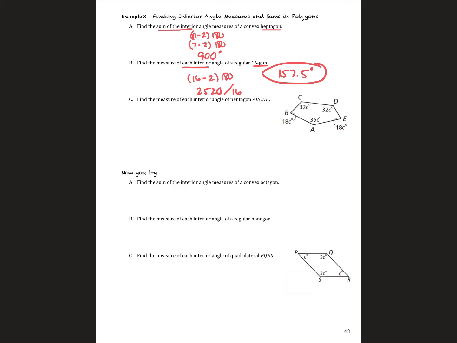And then for example C, it's all interior angles. We have to know what this would add up to. Since it's a pentagon, we're going to do the 5 minus 2 times 180. So we could see what it adds up to. It adds up to 540 degrees. And then you just take all of these angles, like 18C plus 32C plus 32C plus 18C plus 35C equal to 540 and solve from there.